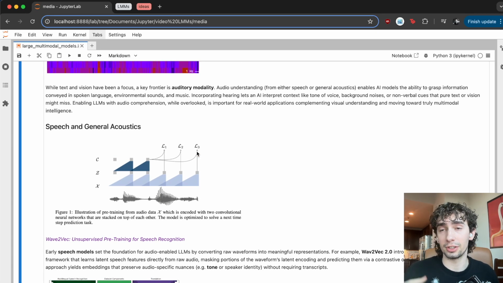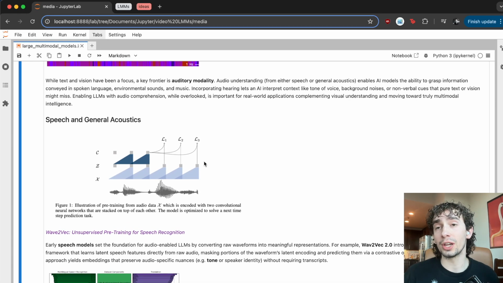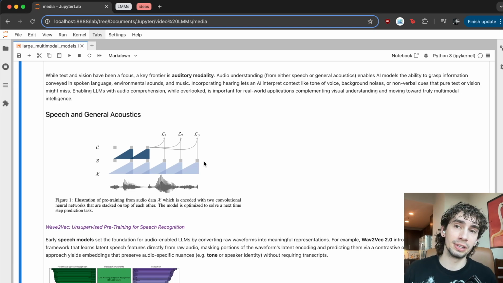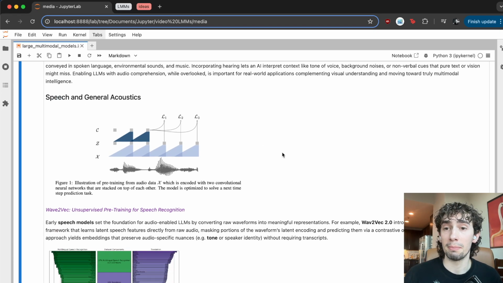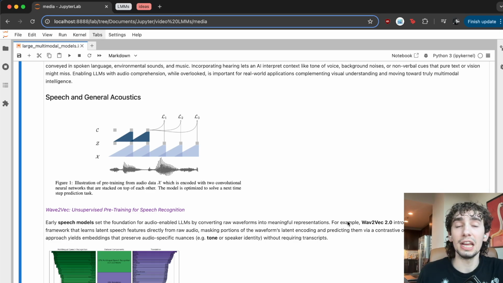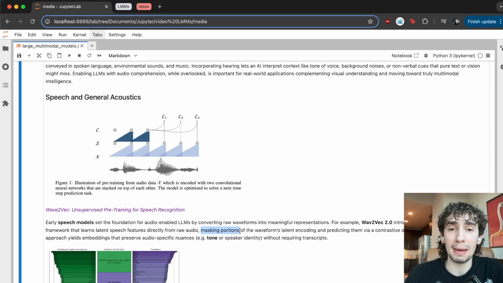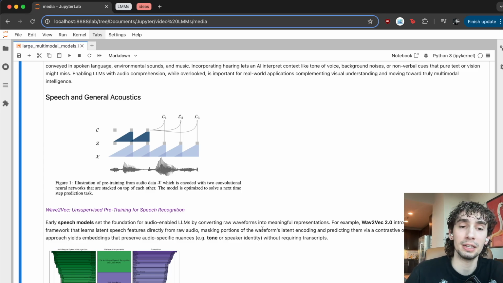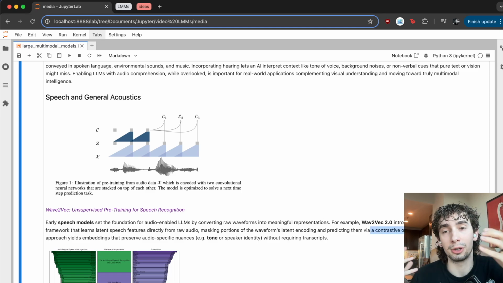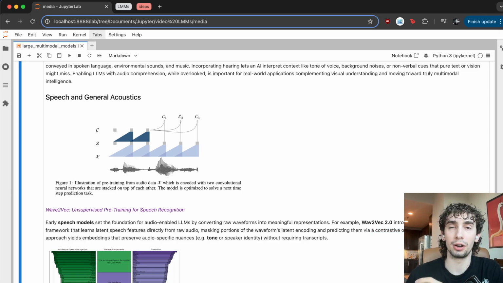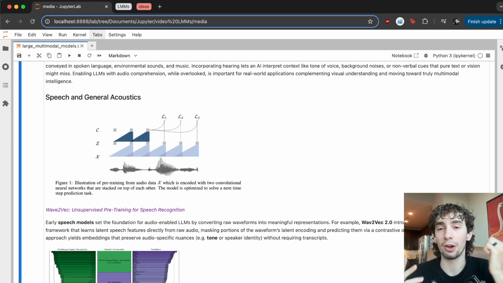While not the main focus of this presentation that I'm running through, much of the early work in understanding with deep learning techniques was focused around speech. Models like Wave to Vec set some early foundations for converting raw waveforms into meaningful representations. It uses some of the techniques that we saw before, things like masking portions of waveform encodings and having it predict what should be in those masked spots, as well as having contrastive objectives similar to things like the CLIP models. This was all used, of course, to be able to encode audio into a rich embedding that preserves all of the audio-specific nuances like tone or speaker identity.